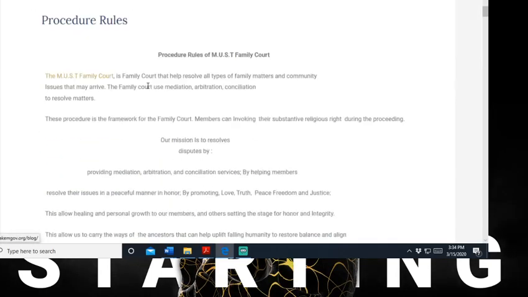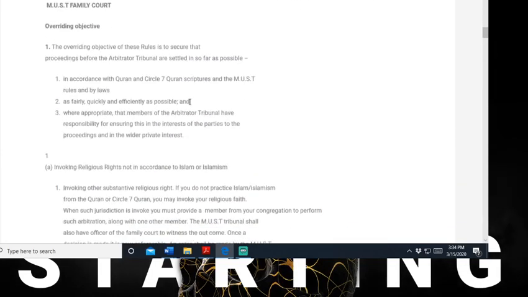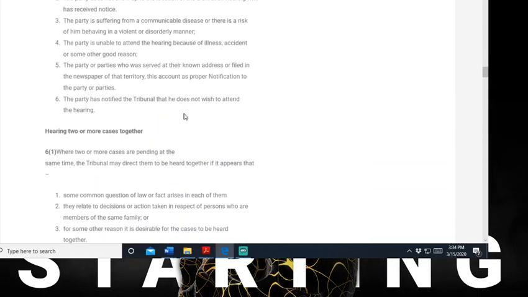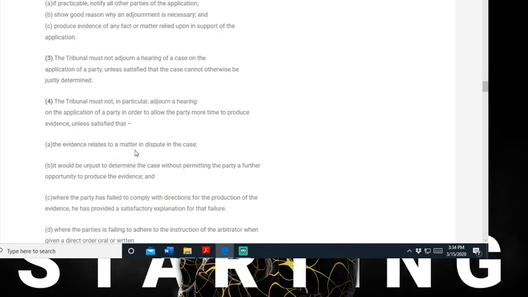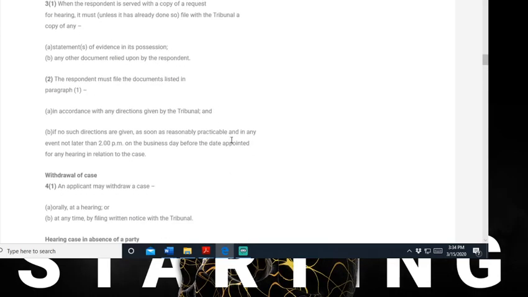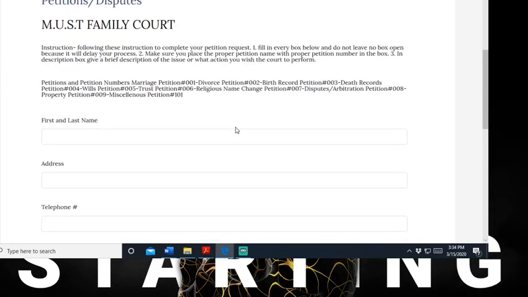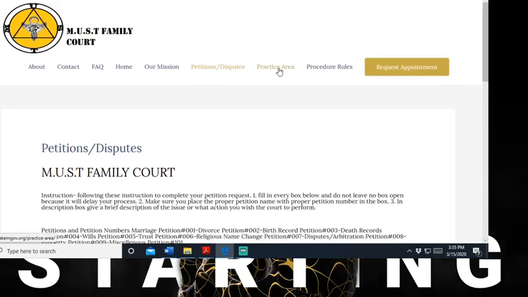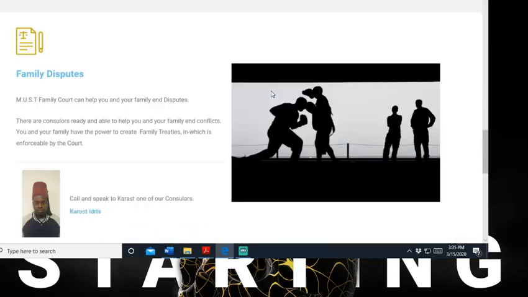Here's the Family Court. When we're dealing in property, you come through here, we tell you how to petition, we tell you everything, the evidence relating to the matter and dispute of the case. We can get a judgment, we can authenticate, we show you how, here's the petitions, put it in, you can go to the site, practice area, we're dealing with all types of stuff.